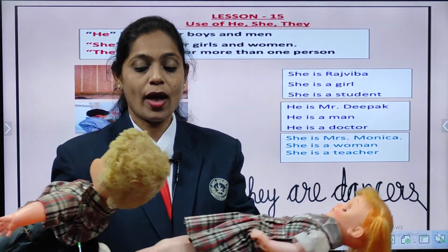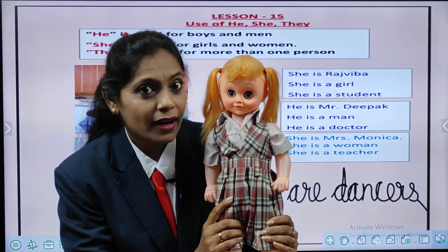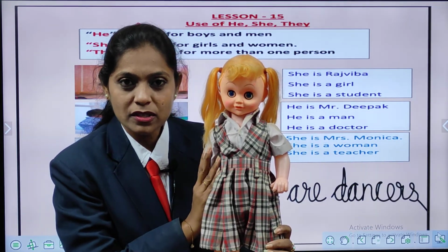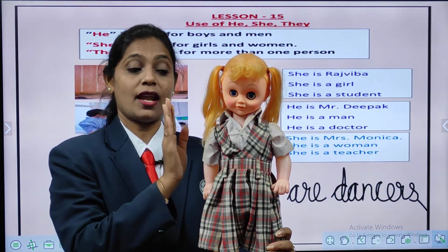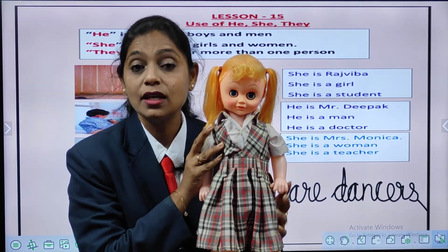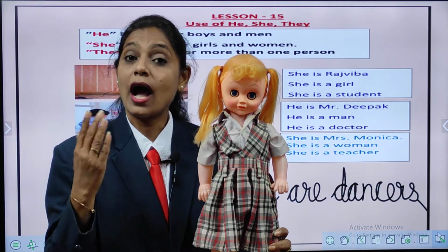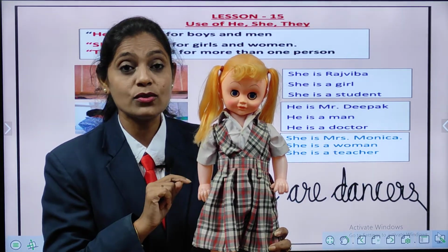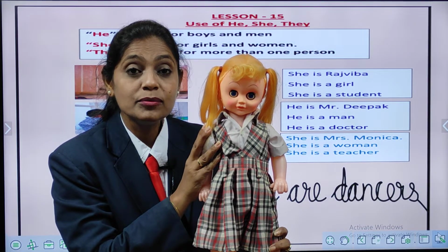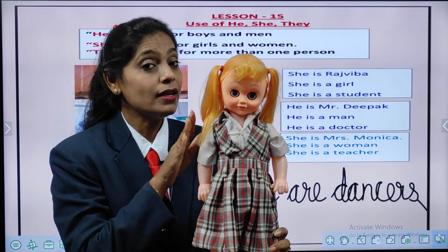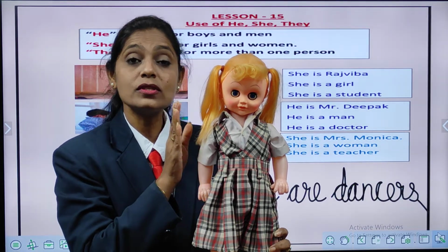Same way. Now, I am having a girl in my hand. Can you see? Correct. And do you know the name of this girl? Yes, she is Rani. Now when we talk about a girl, do you know what we are going to use? I will use he. No, I have to use she. What will I use, children? She. So, what will I say? She is a girl, or she is Rani. When we talk about a girl, we will use she.